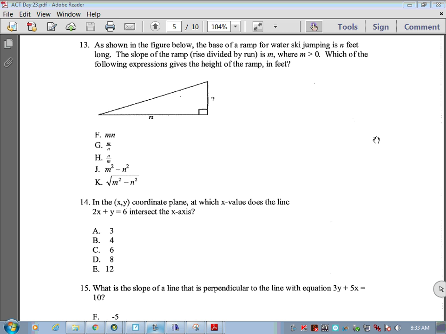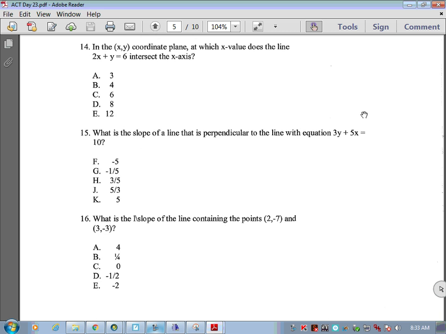All right, you said 14, right? Okay, 14. In the xy coordinate plane, at which x value does the line 2x plus y equals 6 intersect the x-axis? Okay, there's actually a pretty simple trick for this. 2x plus y equals 6.